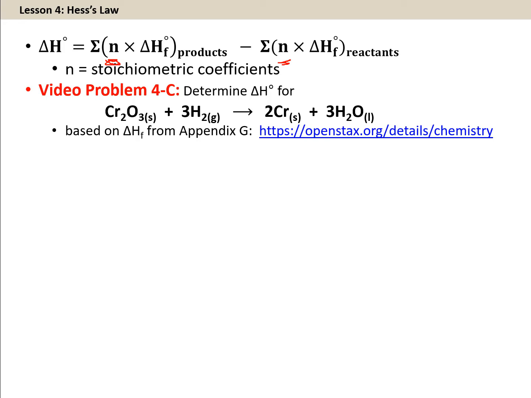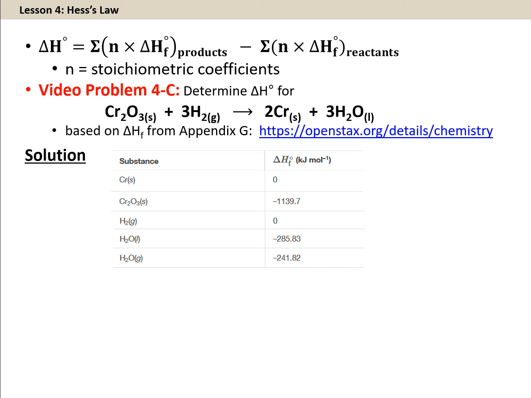All right, so let's do a problem. Video problem 4C. We have Cr2O3 plus 3H2 goes to form 2Cr solid plus 3H2O. We can just find a delta H for each of these in the back of the book, Appendix G, I have the link there. Hopefully you already did this problem, looked for those gases, and tried to figure it out. But I'm just going to show those on the screen right now.